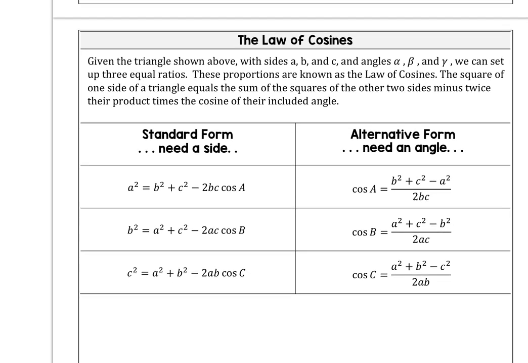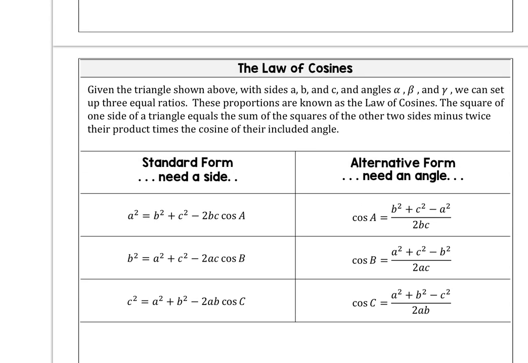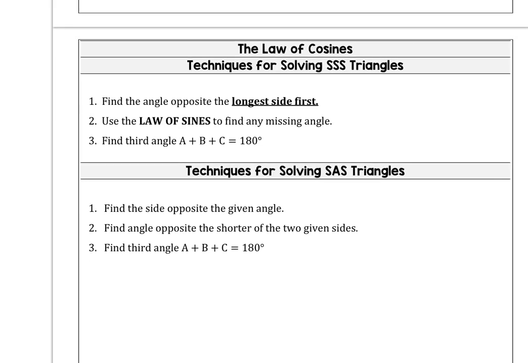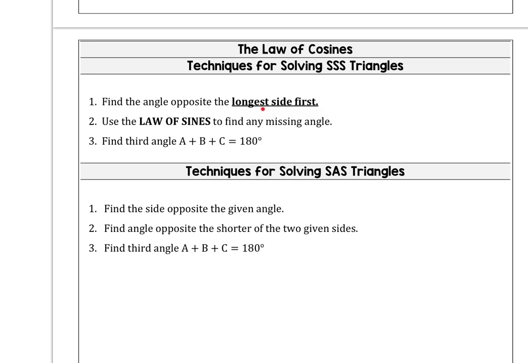And the law of cosines, if you need a side, you use these formulas down the left-hand side. But if you need an angle, you can manipulate this formula by isolating cosine, and you can use the formula this way. Techniques for solving: if you have side, side, side, using the law of cosines, you want to find the angle opposite the longest side first, and then use the law of sines to find the missing angle. And then you can find the third angle by adding up the three angles to equal 180.